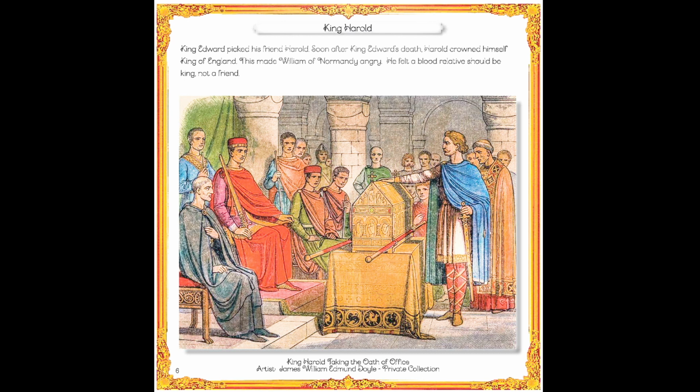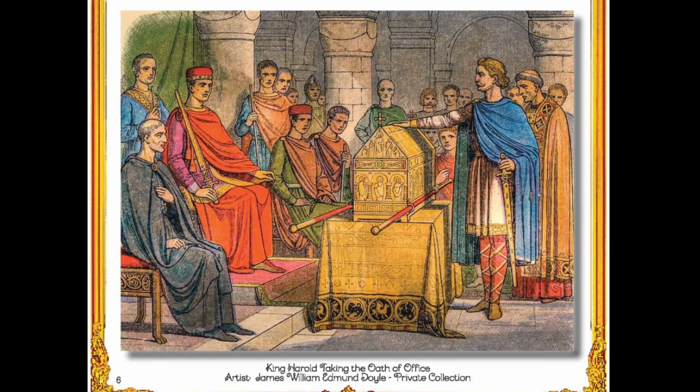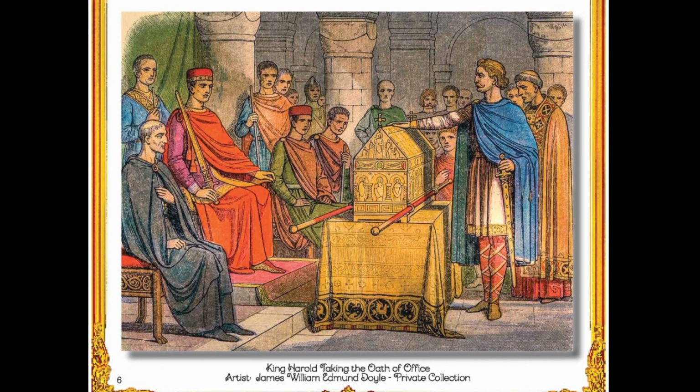King Edward picked his friend Harold. Soon after King Edward's death, Harold crowned himself King of England. This made William of Normandy angry. He felt a blood relative should be king, not a friend. We see King Harold taking the oath of office in this painting. Notice the detail on the tablecloth.